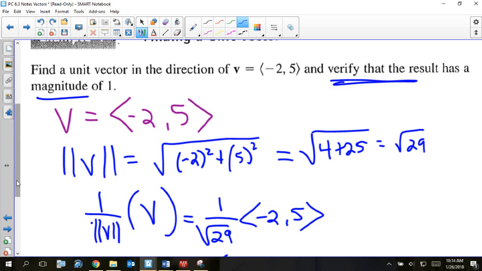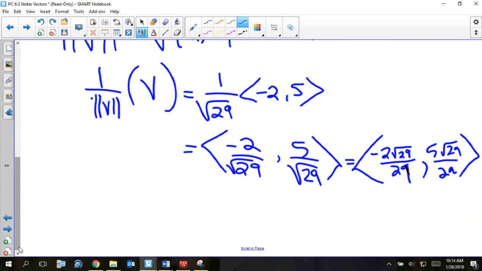Now it says step 2. Let's verify that this new vector really has a magnitude of 1. So we're going to find the magnitude of this one. We'll call this u because it's a unit vector. So it's like a new vector. And then we'll have the magnitude of u. We're going to show that that equals 1. I'm going to use this non-rationalized version to show that it equals 1. I'm not using the rationalized version. I'm using the one before I rationalized it, okay?